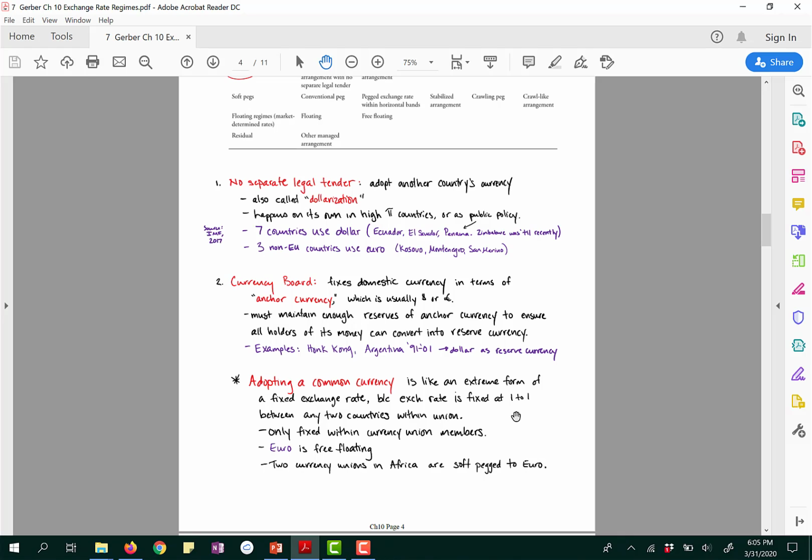Adopting a common currency like the euro is like an extreme form of a fixed exchange rate between countries that are on the common currency, because essentially your exchange rate is fixed 1-to-1. The exchange rate between France and Germany is 1-to-1. The euro is categorized as a free-floating currency because it is determined by supply and demand. But for countries within the euro, it acts like a fixed exchange rate.